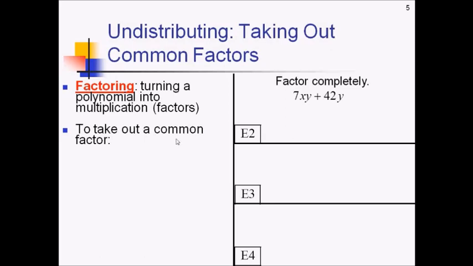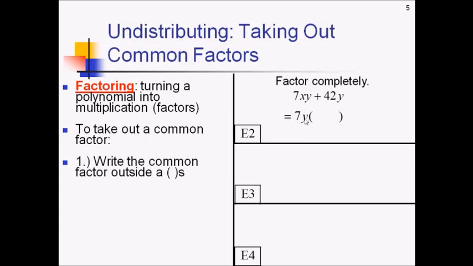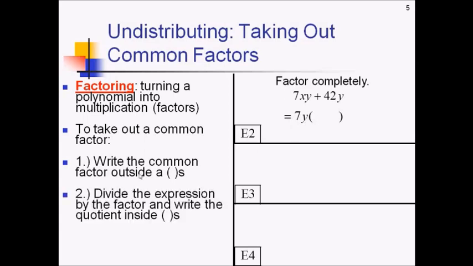So once you've found your common factor, you should try to make it the greatest common factor. We're going to stick it outside a parentheses. So we can put our 7y that we want to take out outside a parentheses. And what goes inside? Well, we're going to divide the expression that you're trying to factor by the factor that you just took out and write the leftovers, the quotient, inside the parentheses.